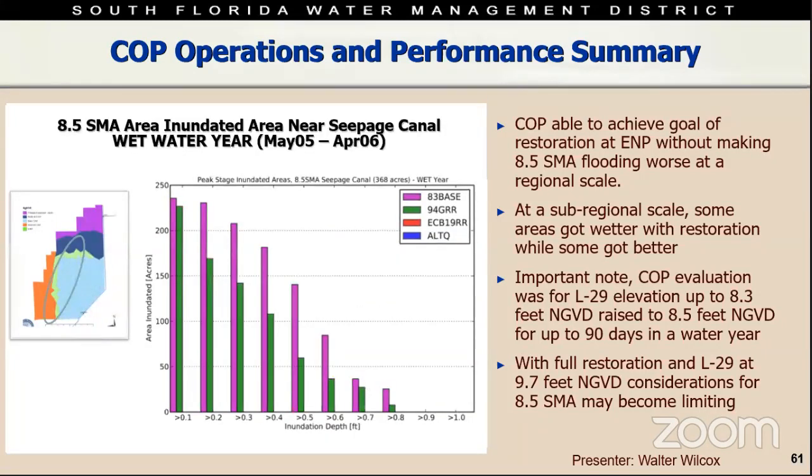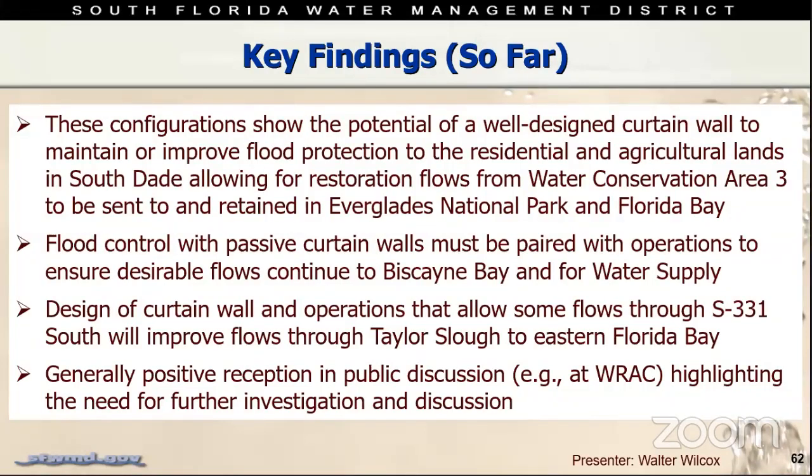Okay, so if you can move on to the next slide. So just in summary, I know that was a lot of information, and hopefully it was clear, but in an attempt to summarize, I think the key findings that we have so far is that these configurations really show the potential for a well-designed curtain wall to either maintain or improve flood protection in the developed areas of Dade County. And what that will do is allow for the restoration flows that are contemplated, coming from Conservation Area 3 and sent into Everglades National Park and toward Florida Bay, to be fully realized, so they can be sent into the natural systems and retained in the natural systems, while still ensuring that the flood protection considerations of the developed areas are maintained.